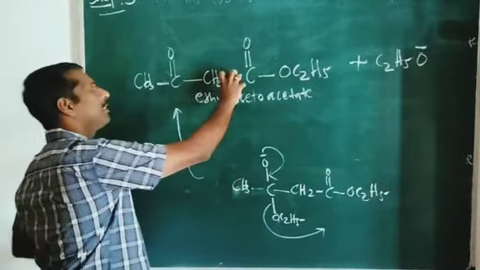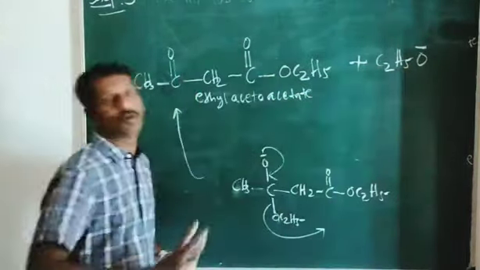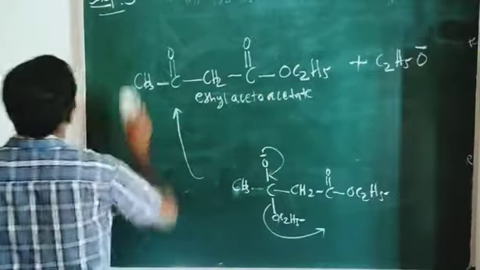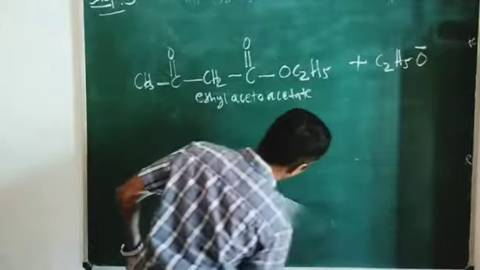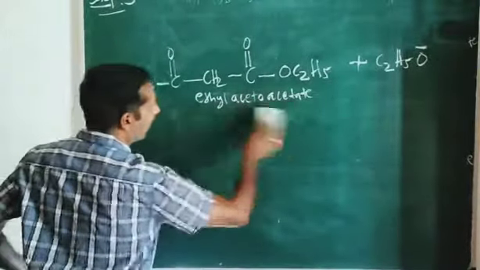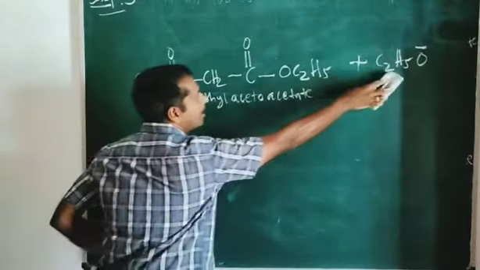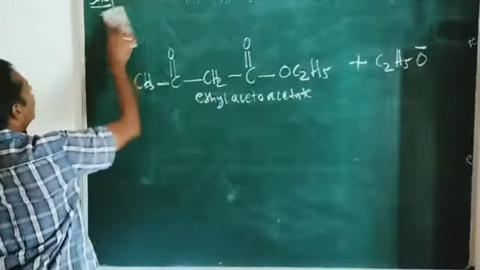Here you are getting ethyl acetoacetate and ethoxide ion. Here also ethoxide ion is forming. Therefore the reaction is not stopping here. We are continuing with step 4. Look at it here: step 3 is like this. We get ethyl acetoacetate and sodium ethoxide ion. And in the next step, step 4, what is happening?